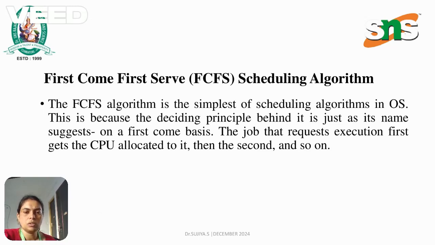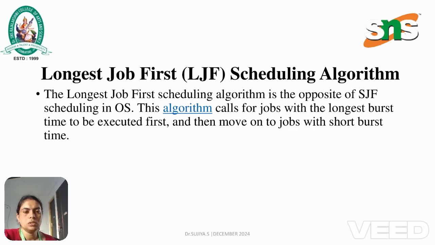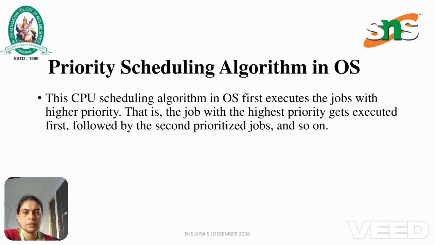The first come first serve algorithm, as its name suggests, works on a first come first serve basis. The job that requires execution first gets the CPU allotted to it, then the second, and so on. The longest job first scheduling algorithm is the opposite of SJF. This algorithm calls for the job with the longest burst time to be executed first, and then moves on to the job with the shorter burst time. The priority scheduling algorithm first executes the job with high priority, followed by the second priority jobs, and so on.